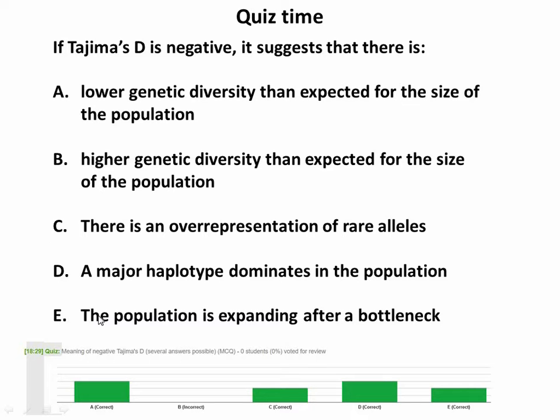Okay, and then the last one, E. So indeed it's true: when you see a population which is expanding after a bottleneck, that is translated by having a Tajima's D which is negative. And why? Again, because during a bottleneck, what you're going to have is reduction of genetic diversity. And then after this bottleneck is finished, let's say the population will start to recover.